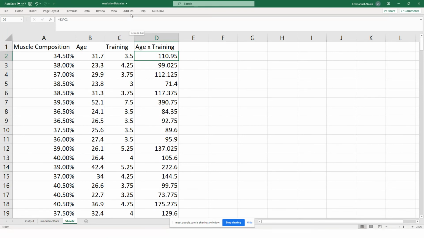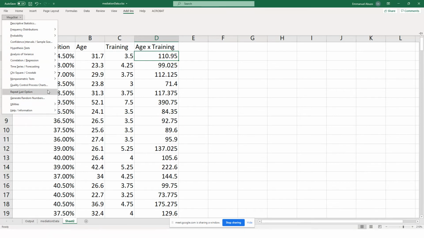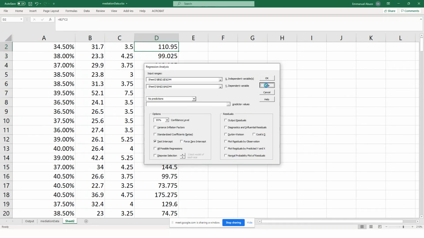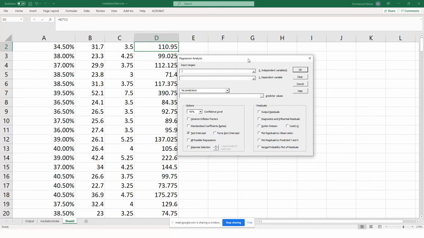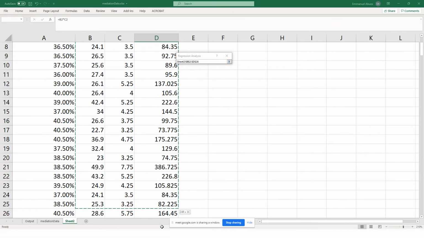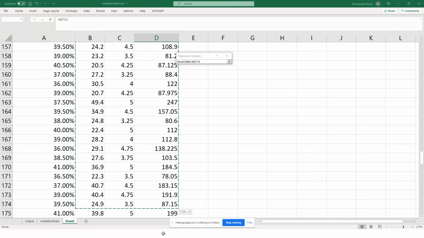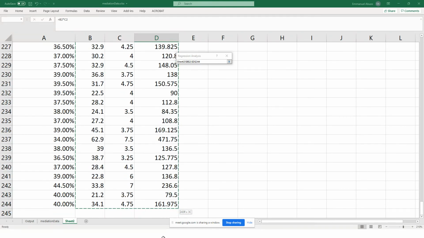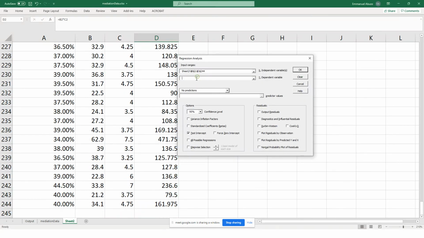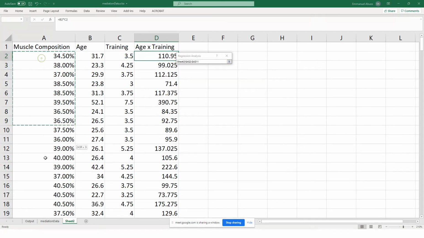So what we're going to do here is go to add-ins, MegaStat, and then we go to correlation, regression, and then regression analysis. So in this case, we are just going to have our independent variables, which would be the age, the training, and the interaction of the age and the training. And then for the dependent variable, we have the muscle composition.